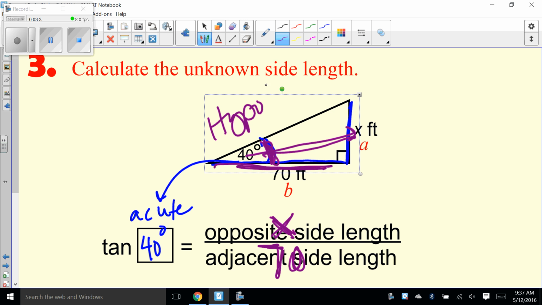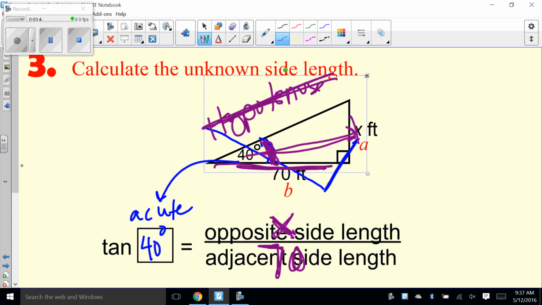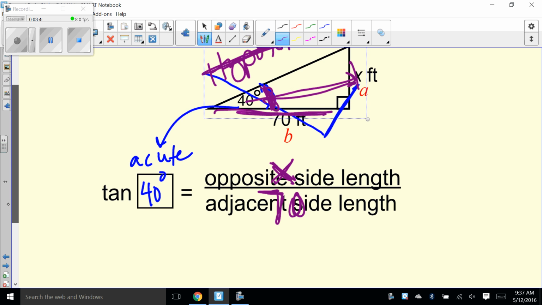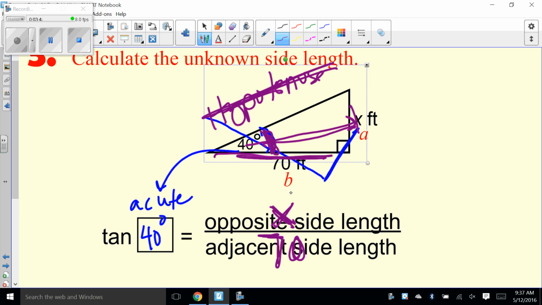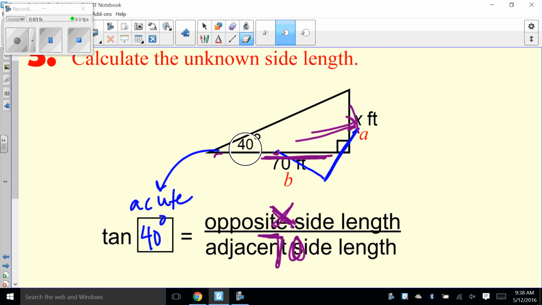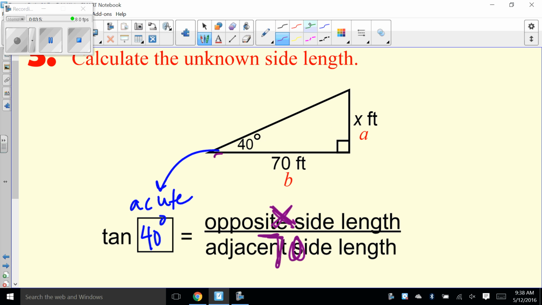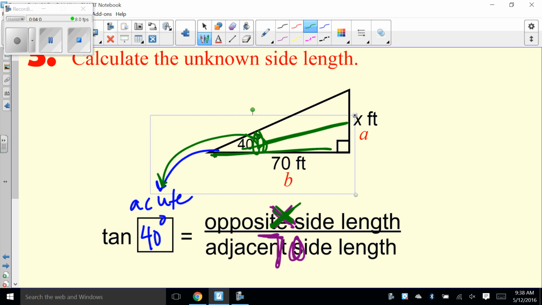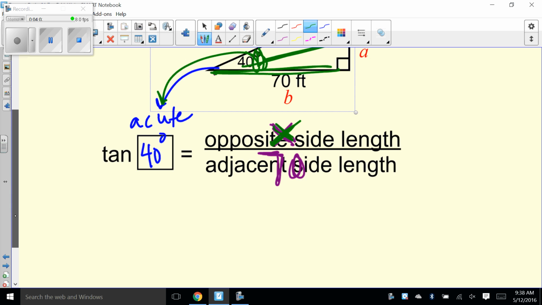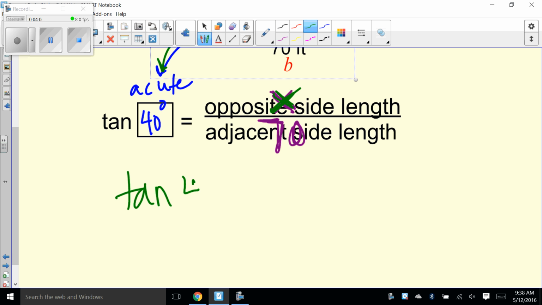Notice we are not using the hypotenuse in this work today. So we have opposite divided by adjacent. I'm going to erase this and start all over to make sure you understand what's going on. The angle we're using is 40. The opposite of that angle is x, and we put that on top. Divided by the adjacent, the one touching the angle, which is 70. So we have the hand method happening here. Tangent of 40 degrees is equal to x divided by 70.